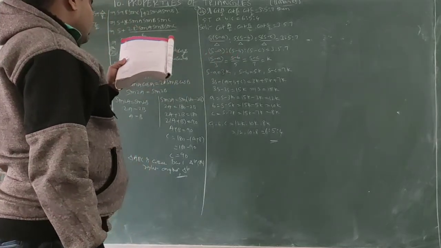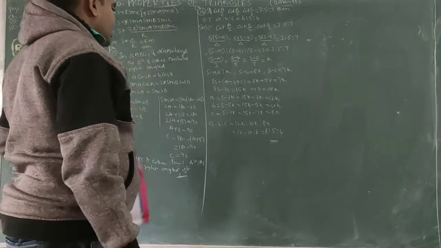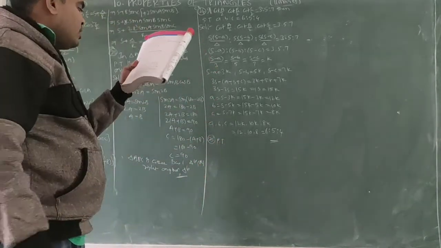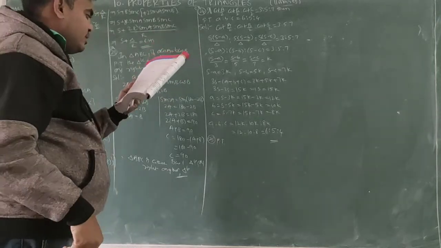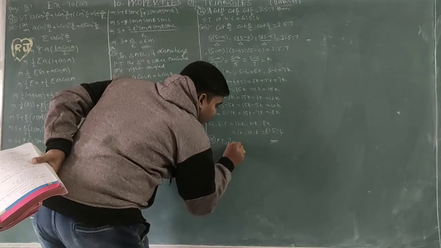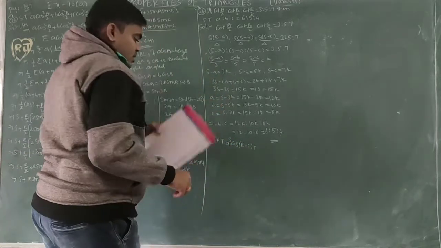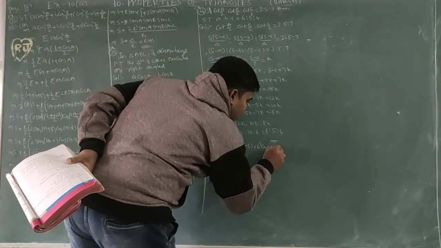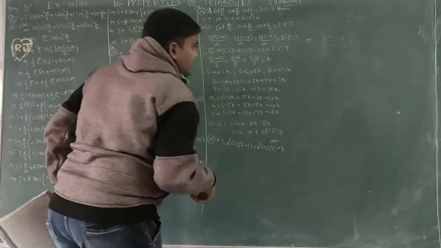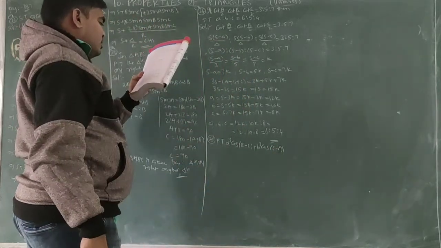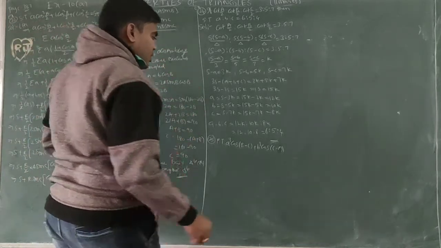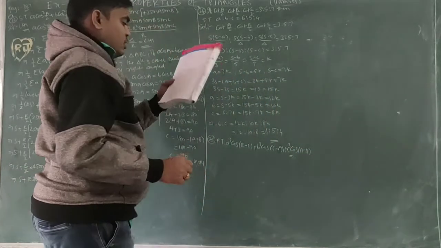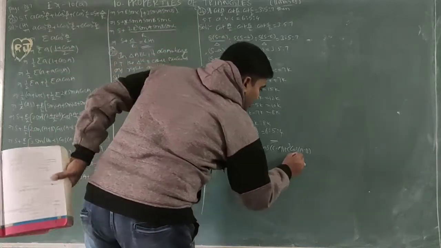So next one, 25th question. Prove that a cubed cos(b minus c) plus b cubed cos(c minus a) plus c cubed cos(a minus b) equals 3abc in triangle ABC.